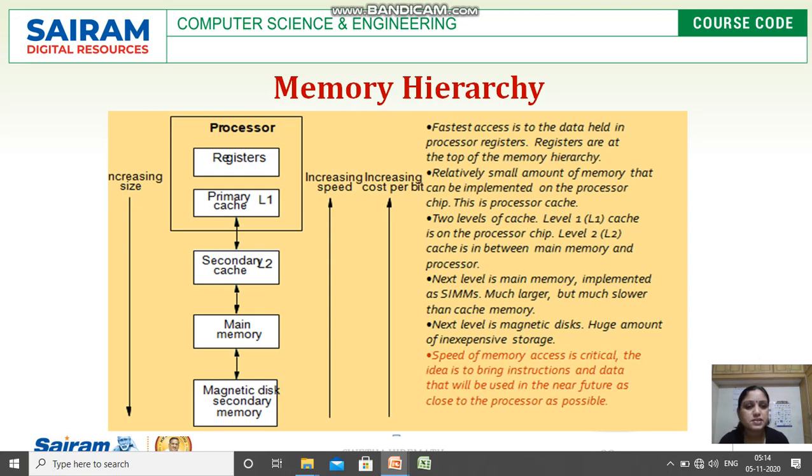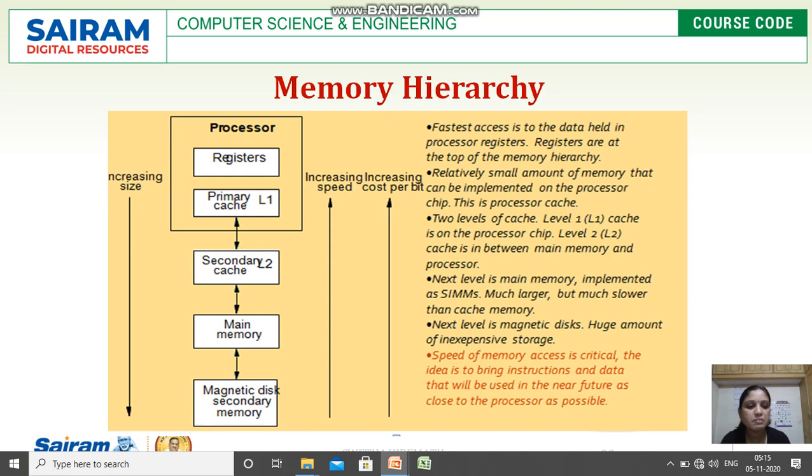The fastest access is to the data held in the processor registers. So registers are at the top of the memory hierarchy. A relatively small amount of memory can be implemented on the processor chip; this is the processor cache. Two levels of cache are used. Level 1 cache is on the processor chip. Level 2 cache is in between the main memory and the processor.